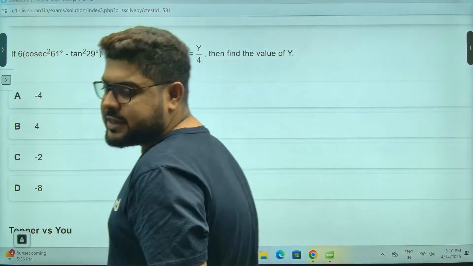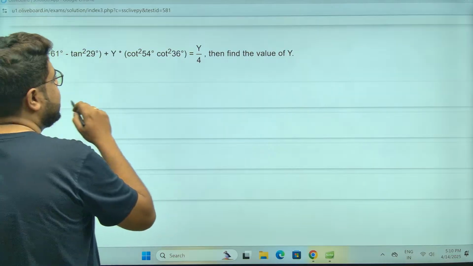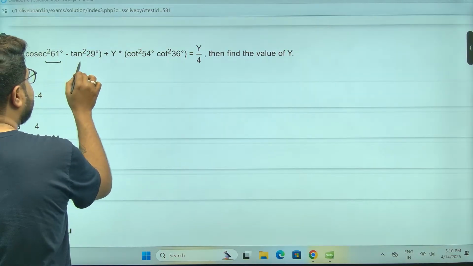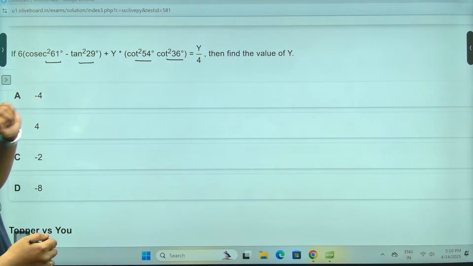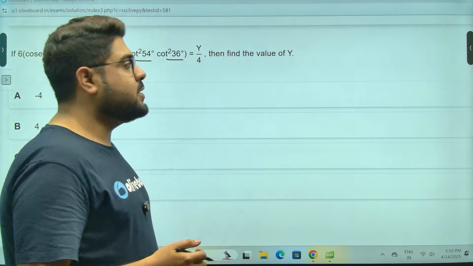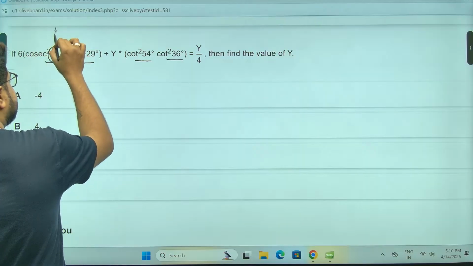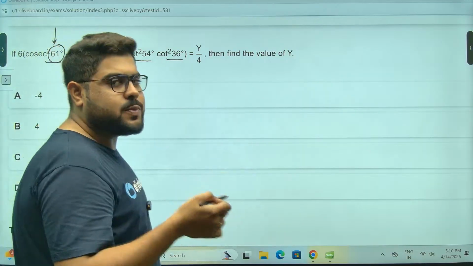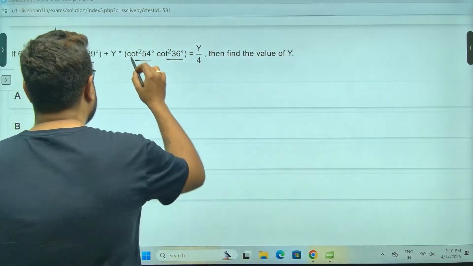So tomorrow also I'll take the NTPC mock analysis 100%. First question, sir. Just by looking at these values, one can say we are dealing with complementary angles. If I keep this in complementary angles, what we need to do? We need to keep one and change the other.